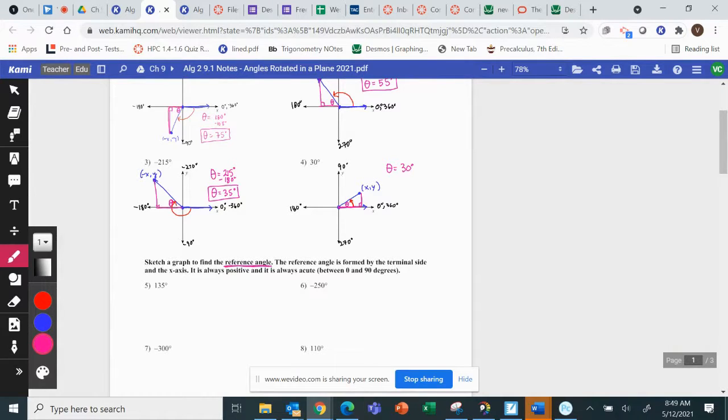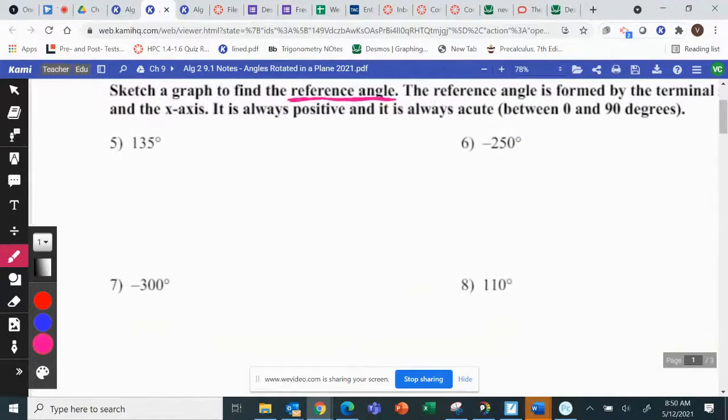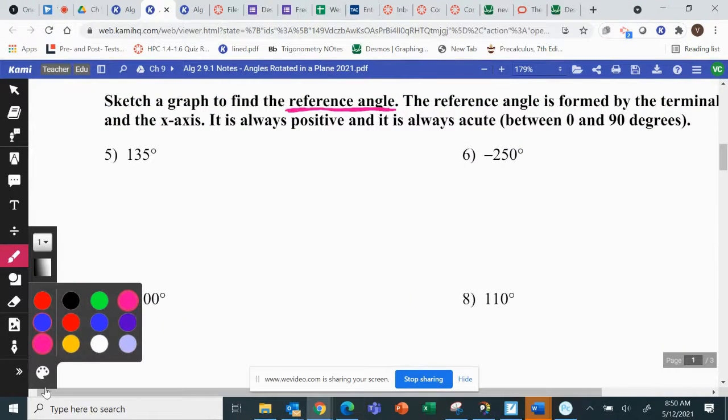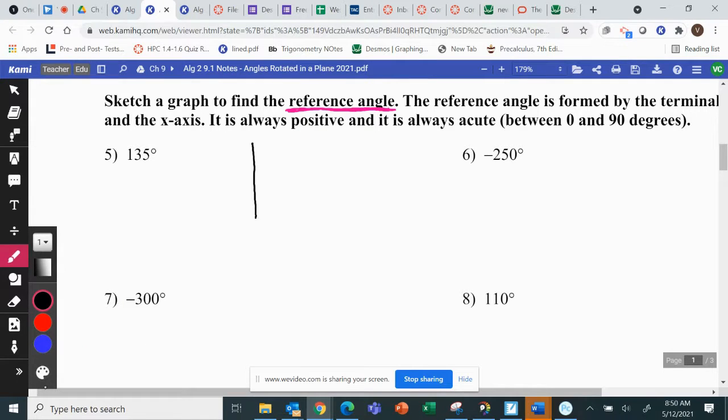So now my next section is saying, find the reference angle. But it's not set up for you. Now, eventually, you won't necessarily even need a picture to find the reference angle. But for this time, we're going to sketch it. So we're just going to sketch real quick, 135 degrees. So we've got 90, we've got 180, somewhere in between that.